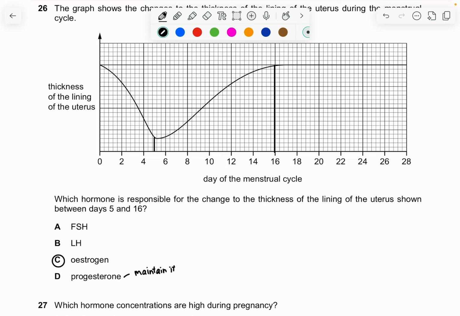Okay, so the only two hormones that actually control the thickness of the wall are estrogen and progesterone. It's never FSH and LH, because FSH and LH are mainly focused on the growth of the follicles, and the follicles coming out from the ovary. That is the FSH and LH job. Alright, the walls are usually estrogen and progesterone doing the respective function.